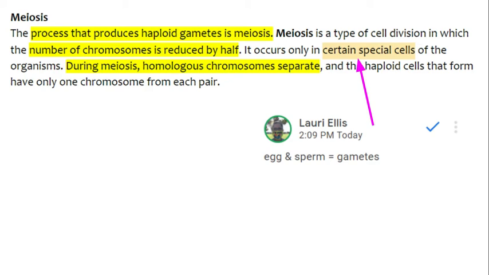So the process that produces haploid gametes is meiosis. By the way, I pronounce it meiosis because I had a Hispanic professor in college, and that's how he said it, so I picked that up. But you can say it either way.